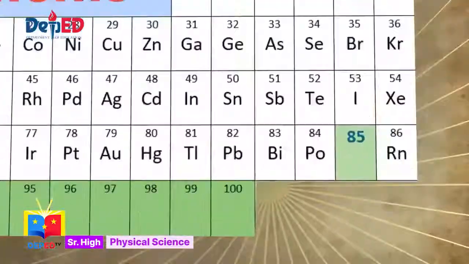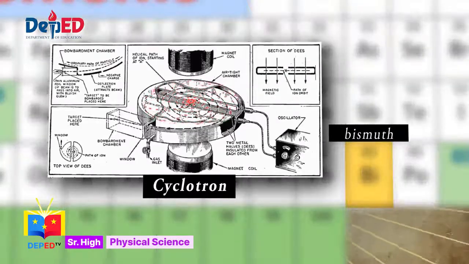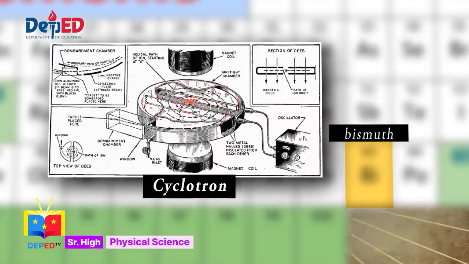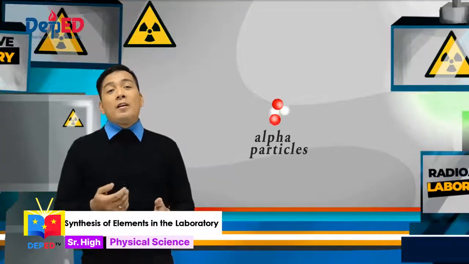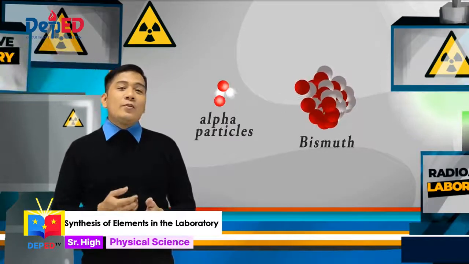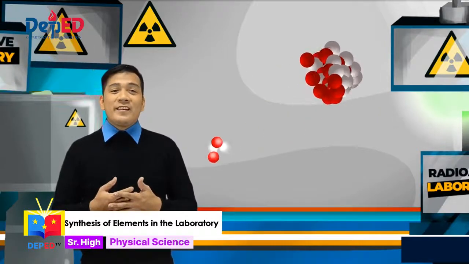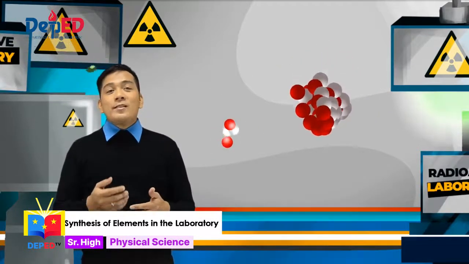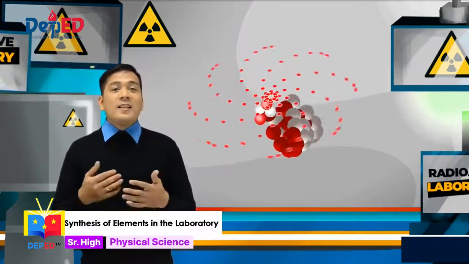They used a cyclotron to collide alpha particles with bismuth. A cyclotron is a circular machine that accelerates particles or nuclei to collide them with other nuclei. The cyclotron makes sure that the particles are moving fast enough to overcome the electrostatic repulsion between atoms. Alpha particles have protons. Bismuth has protons too. When these two come close to each other, the protons in them will try to repel each other. That is why physicists use a cyclotron to make sure that the particles are moving fast enough to overcome this electrostatic repulsion.